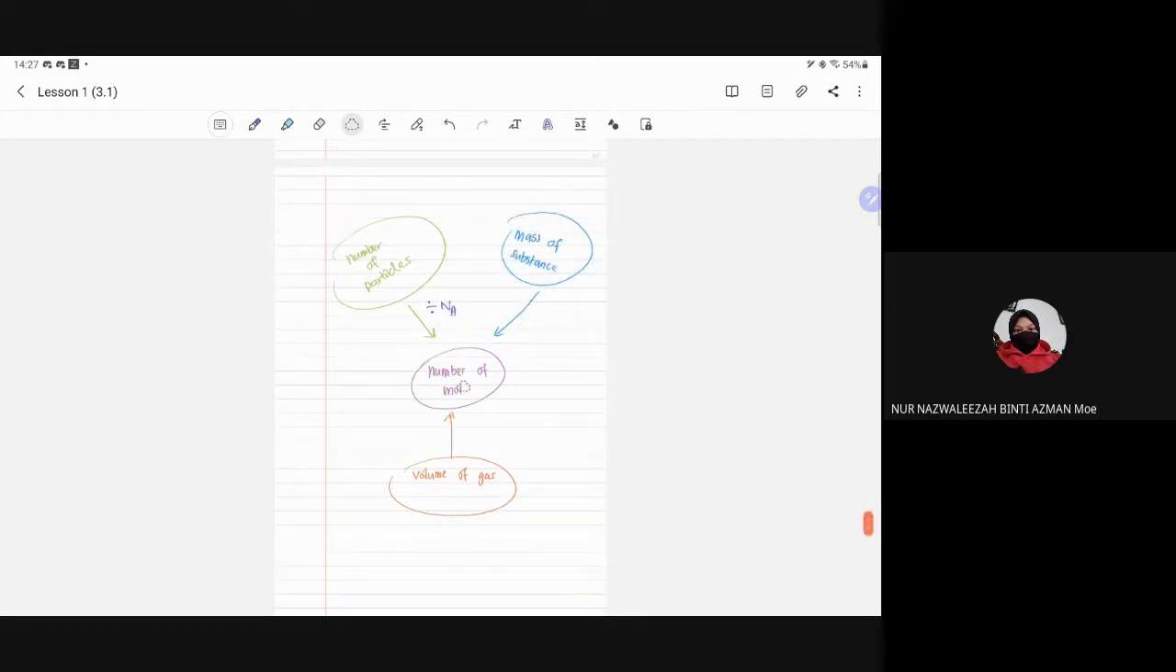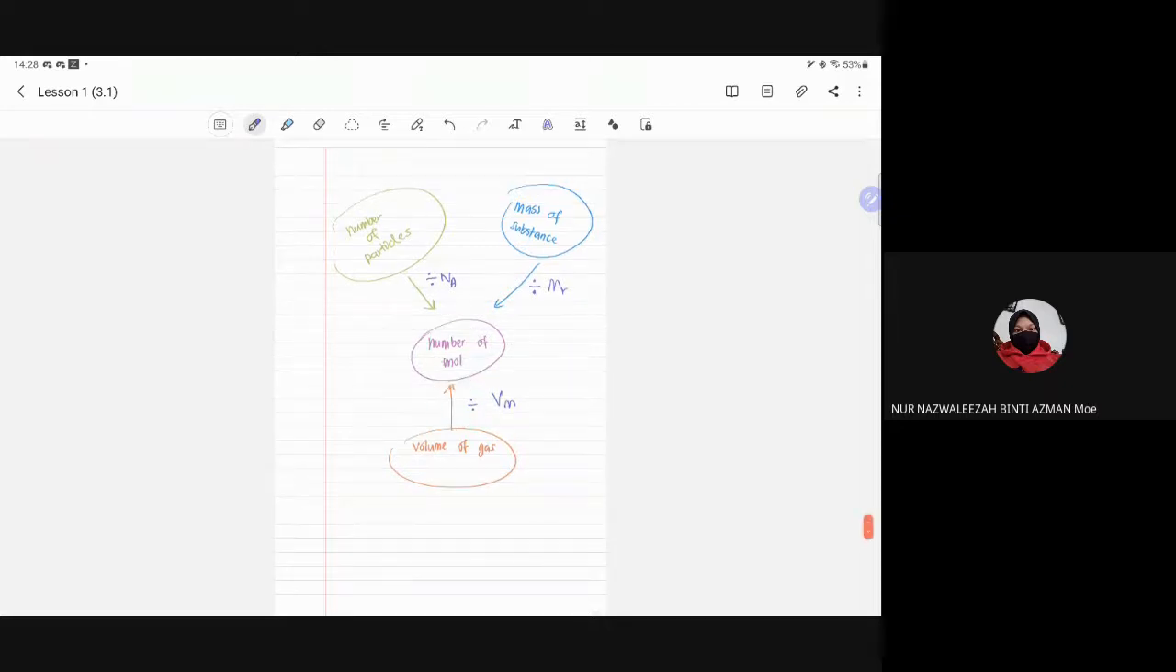Okay. Kita akan dapat number of mole. Mass of substance, kalau kita divide by molar mass, MR, kita akan dapat number of mole. Volume of gas, kalau kita divide by molar volume, VM, kita akan dapat number of mole. Okay, so senang saja. So we can interchange between all this.